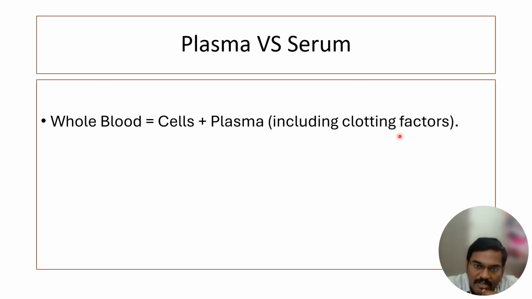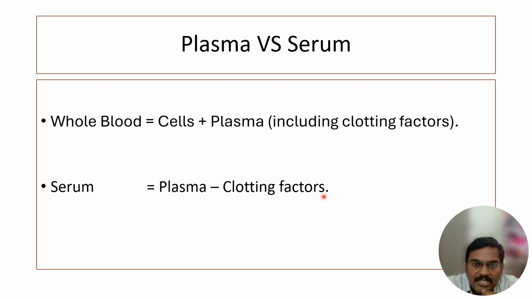Plasma contains clotting factors. And if you remove the clotting factors from plasma, I'm going to call it serum. So serum is nothing but plasma minus clotting factors. We are going to see about the proteins present in the plasma. But remember, sometimes we have to measure the protein in serum rather than plasma. Whether it is total plasma protein or serum albumin, everything we are going to speak about is the protein present in the blood.